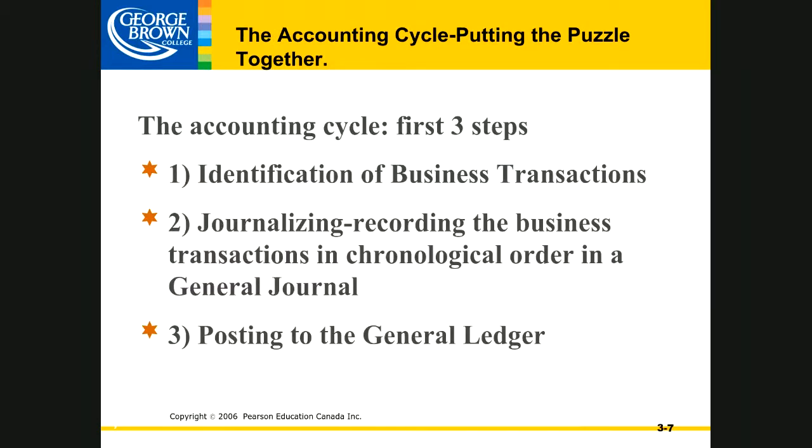So here are those first 3 steps of the accounting cycle again. This is how we put the puzzle pieces together. First, we identify that business transactions have occurred, and then we record them in the general journal. This is called journalizing. We then post to the ledger, or the general ledger.